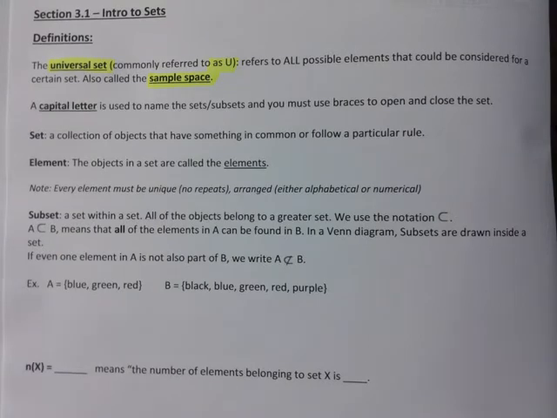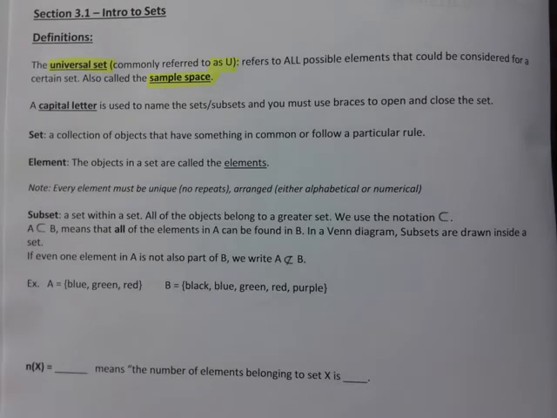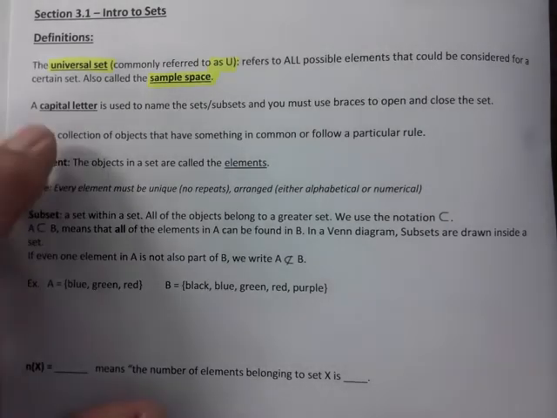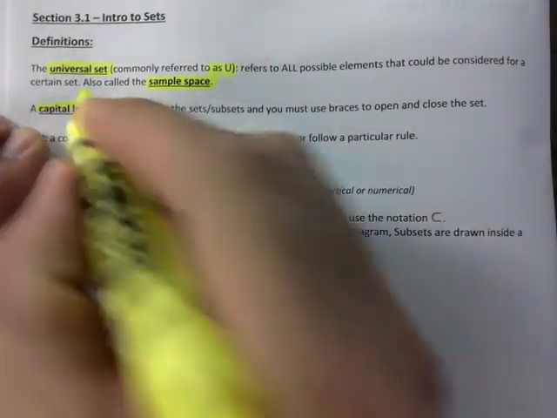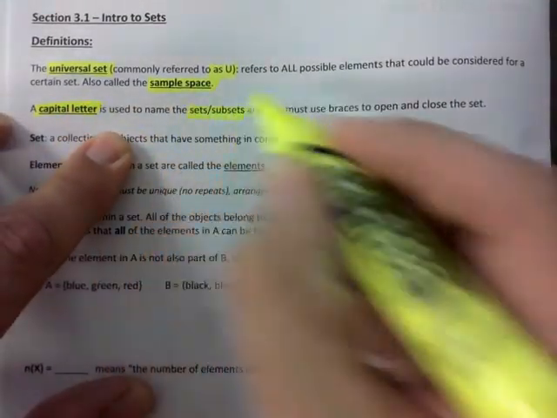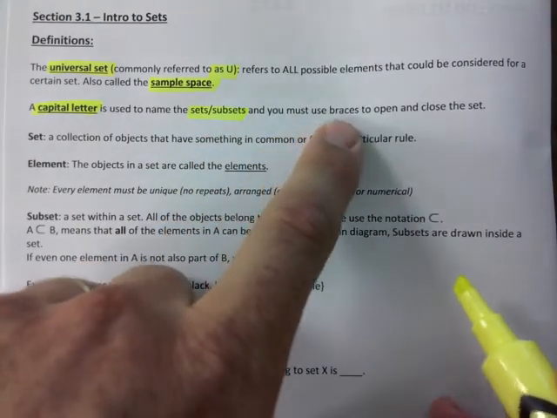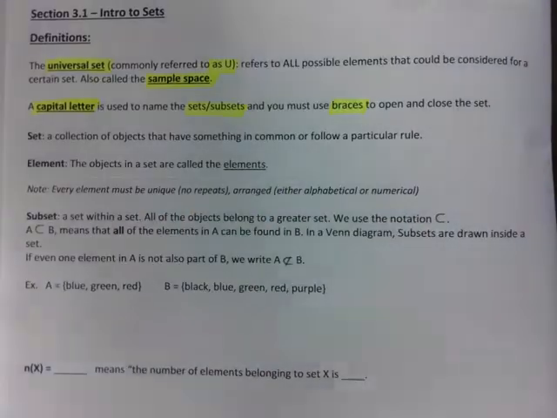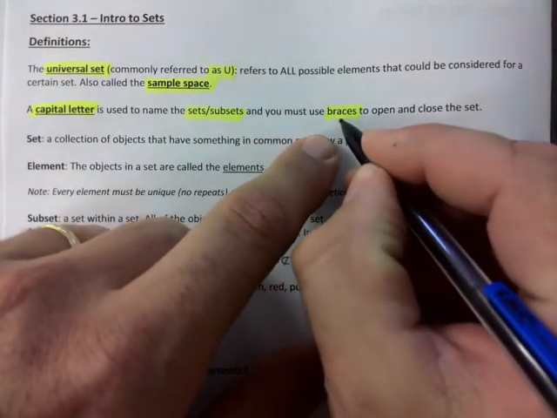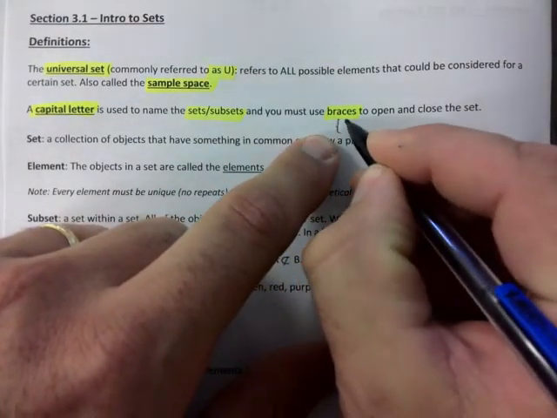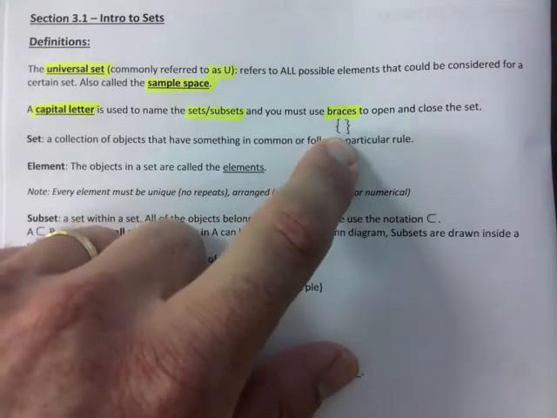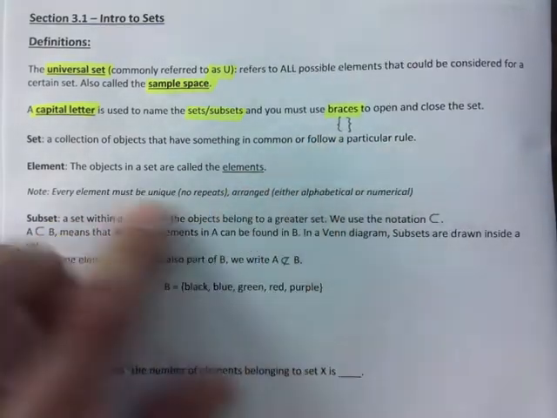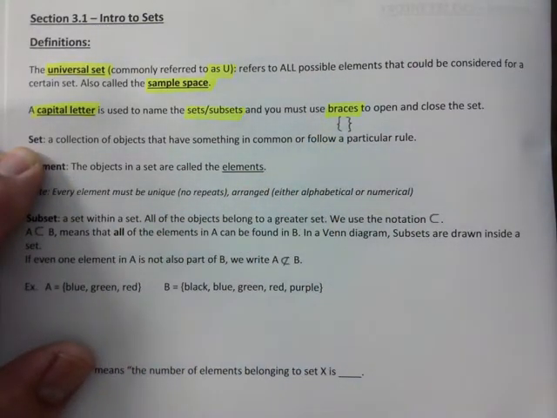So let's say I make a word problem. I say Mr. Dirksen's grade 12 applied class. Then that's referred to as the universal set right now. We always use capital letters to refer to sets or subsets. That's important. And you must use braces to open and close a set. By braces, we're talking about these ones, the squiggly lines like this. Squiggly brackets, that's my term for them, okay?